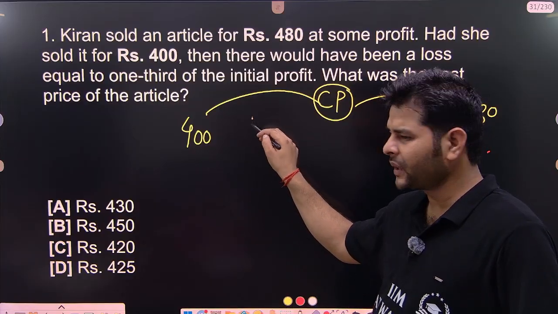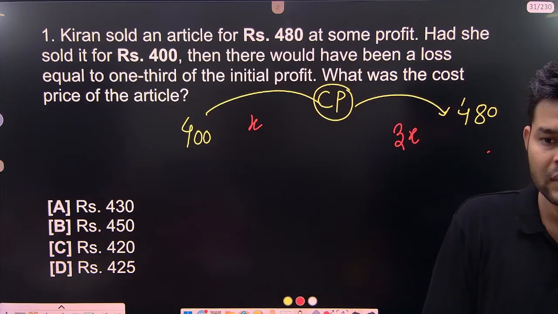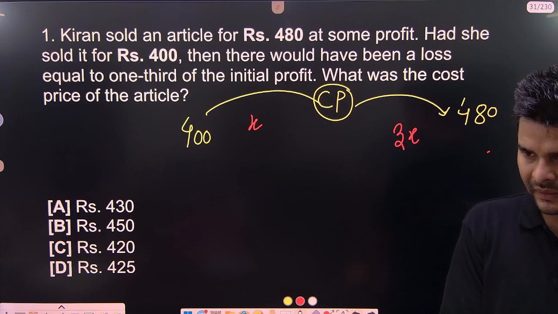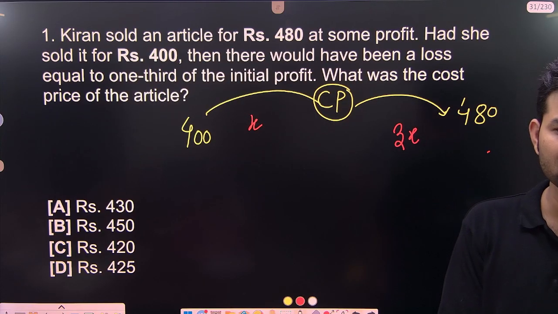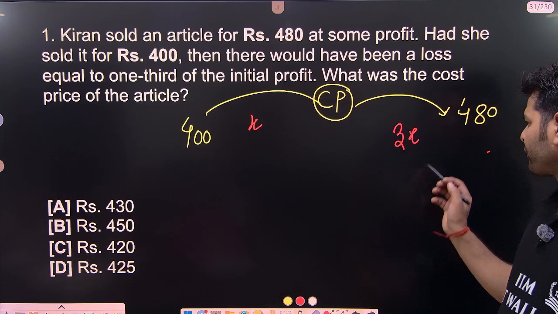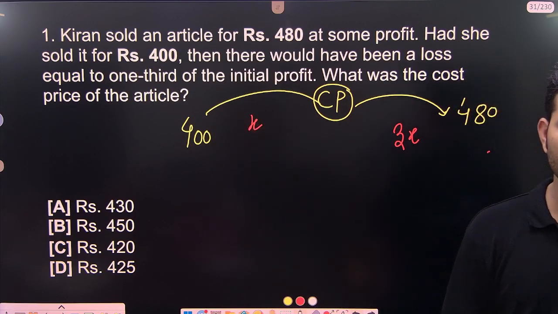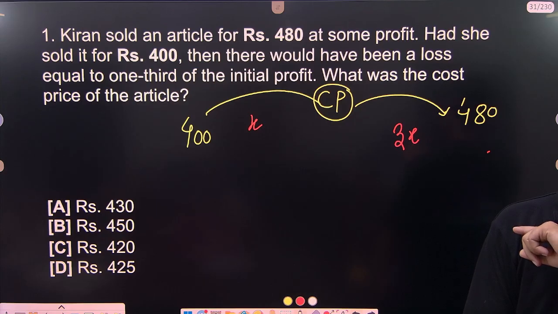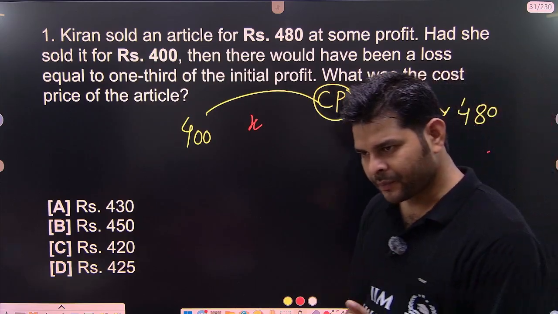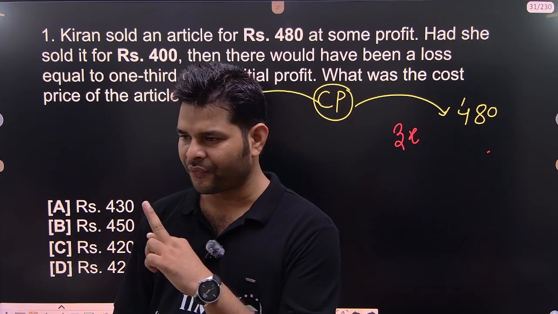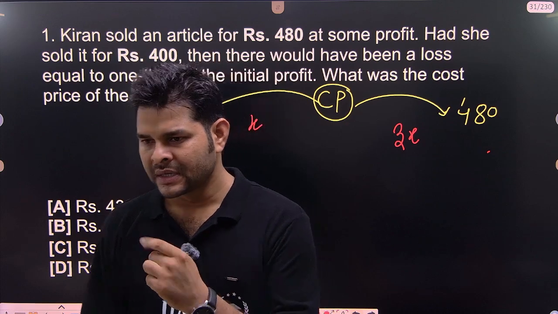1/3 of 3x would be x, quite clear. After selling the article for rupees 480, she makes a profit of 3x, and if he had sold it for rupees 400, the loss must be 1/3 of the first profit. So the loss would be x.